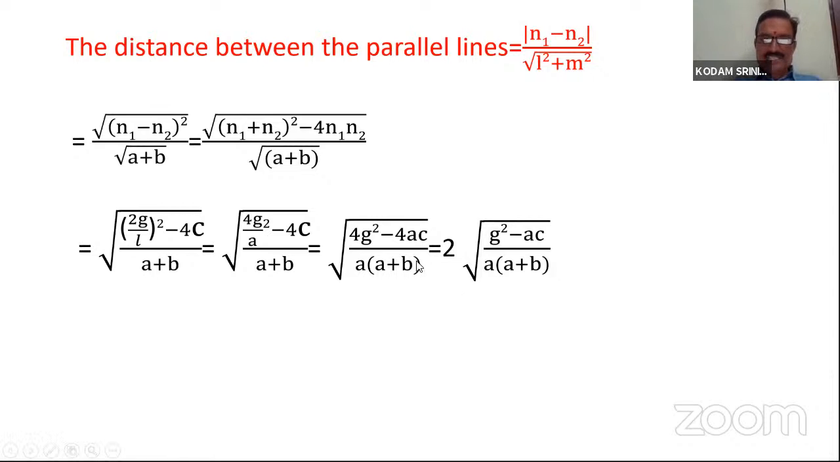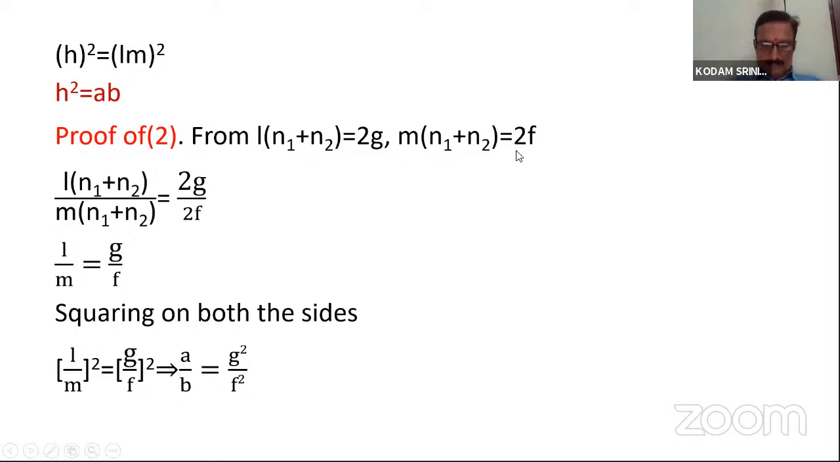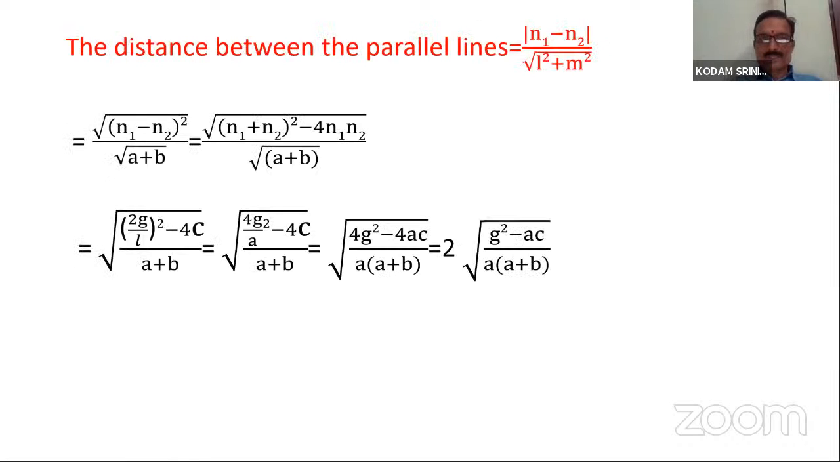Similarly, instead of taking n1 plus n2 equal to 2g by L, if we take n1 plus n2 equal to 2f by m, we will get the second result. So just see here, both the results will be the same.